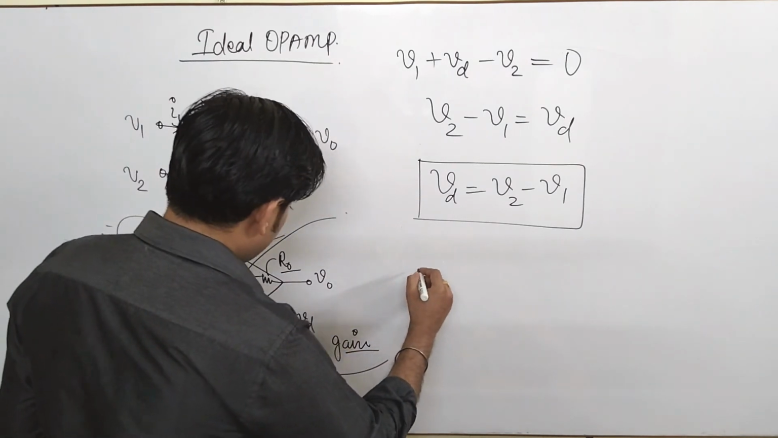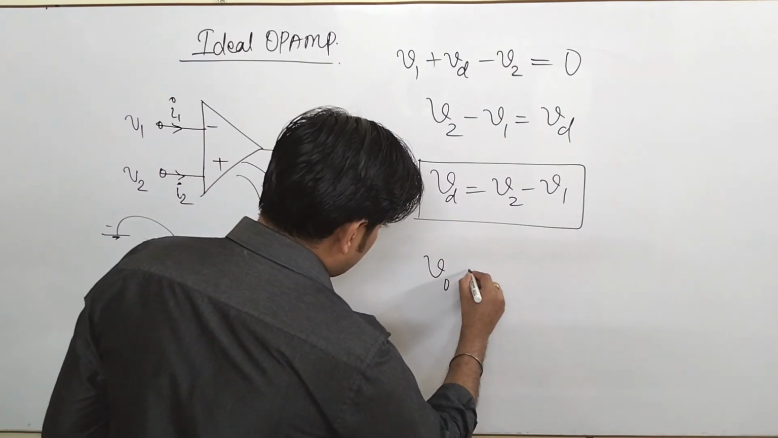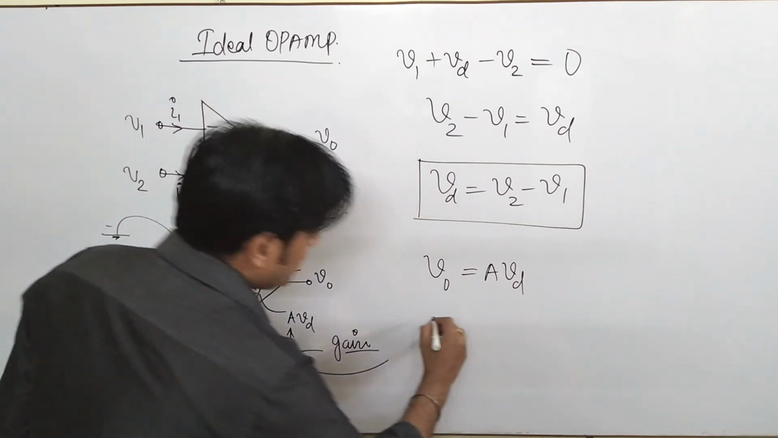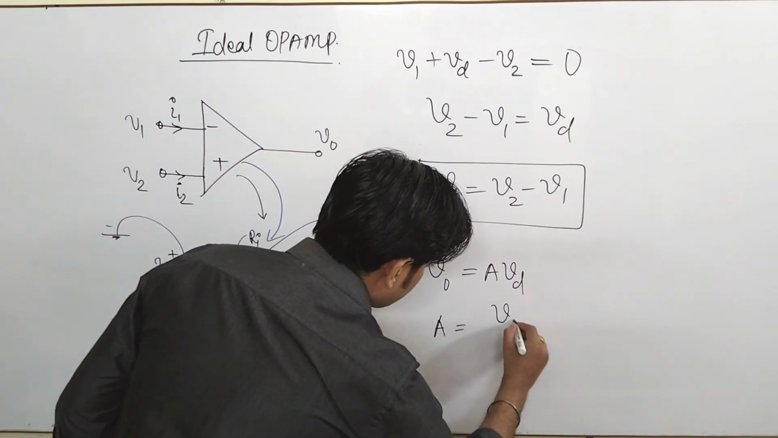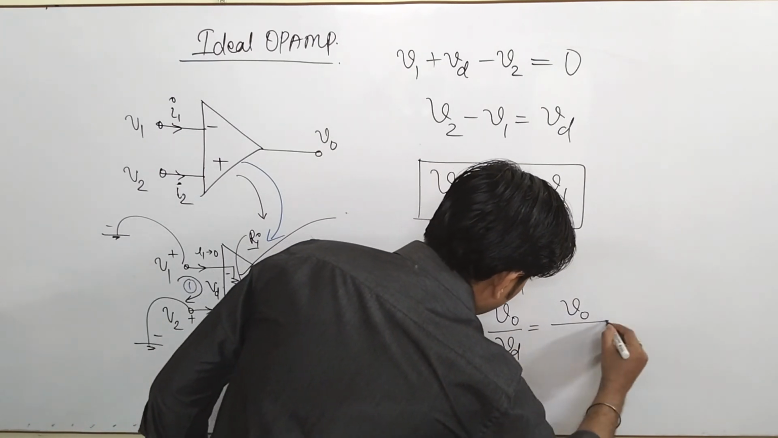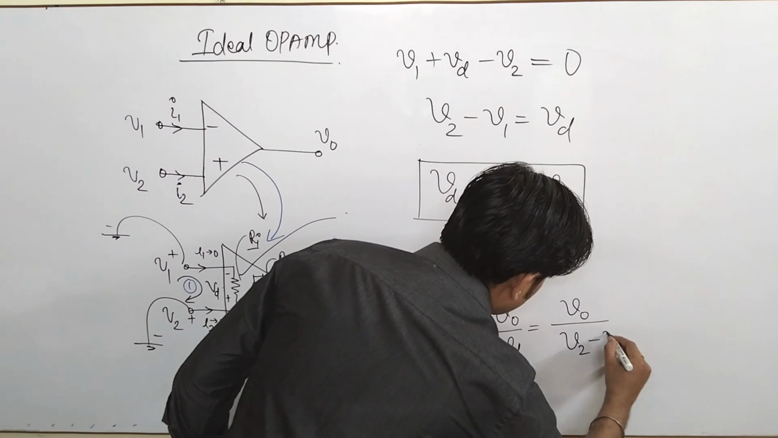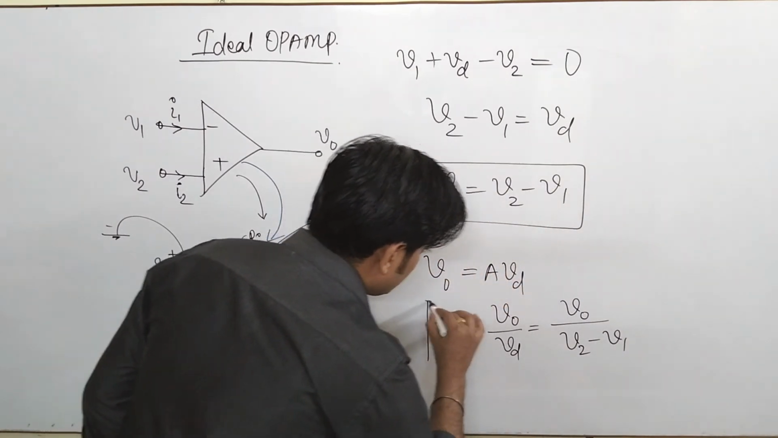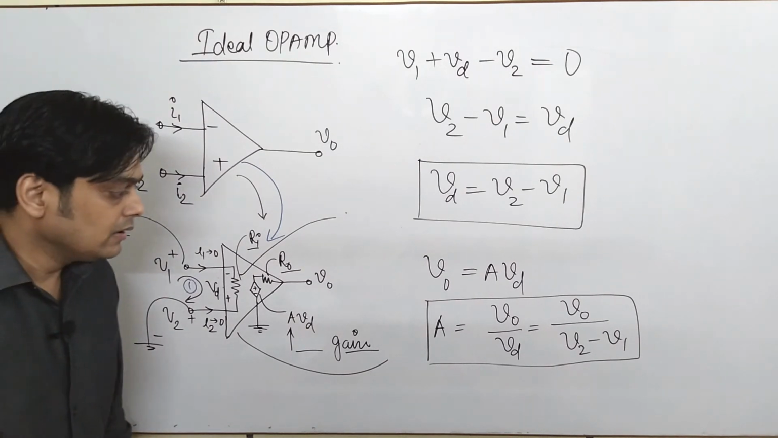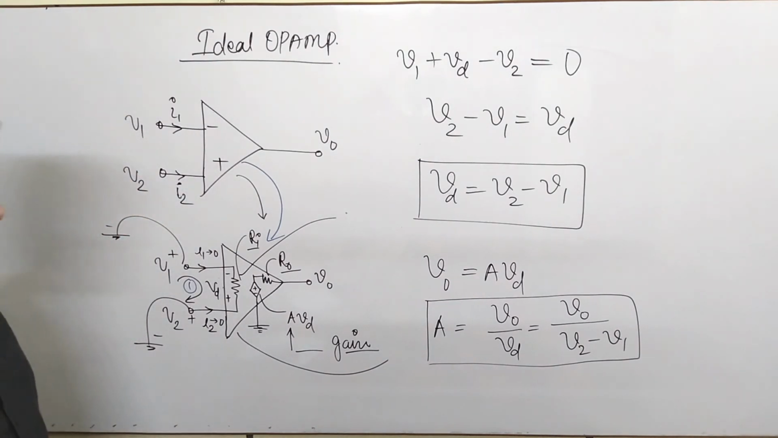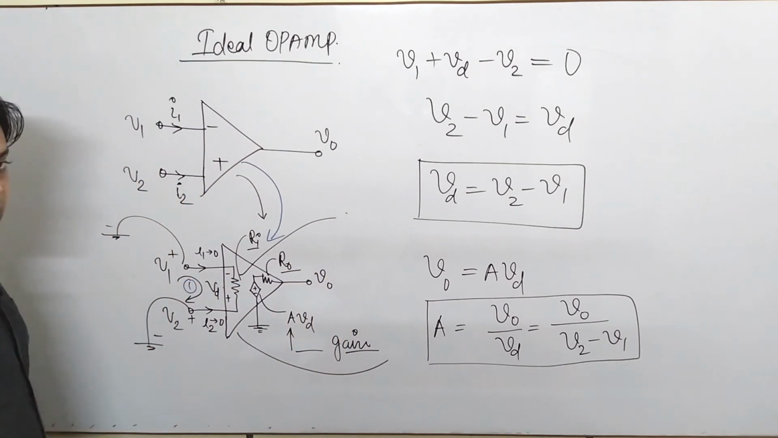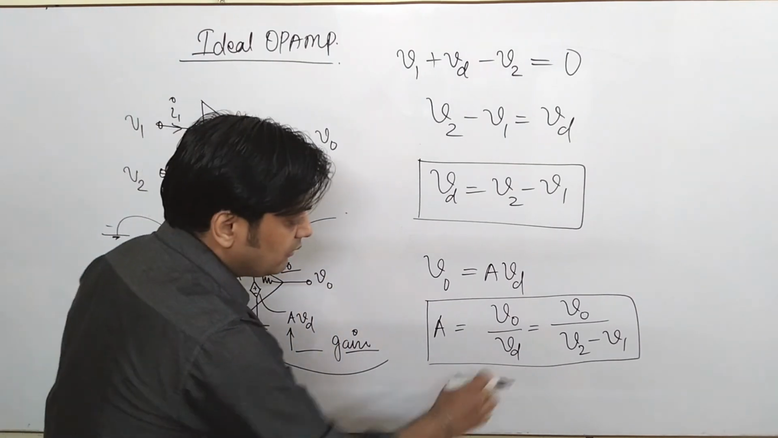So you can say that V0 is basically your A times Vd, or you can say that the value of A is V0 upon Vd, or you can say it is V0 upon V2 minus V1. So this is basically your formula for open loop gain. As I said earlier, open loop gain is basically the ratio of output voltage to the difference of input voltage, that is your Vd.